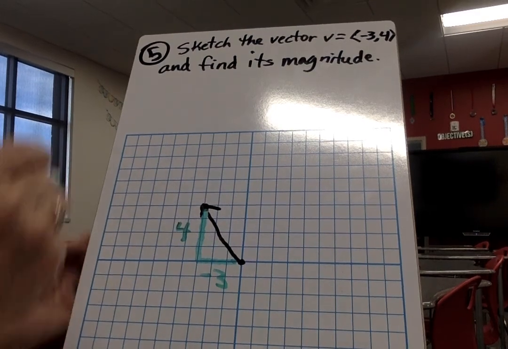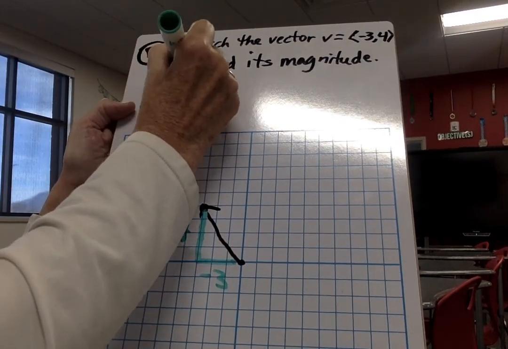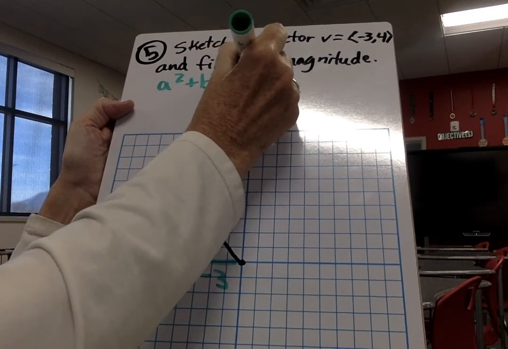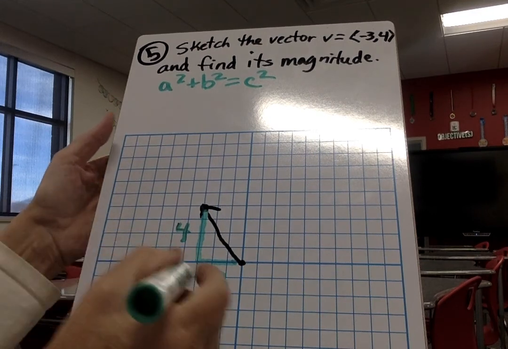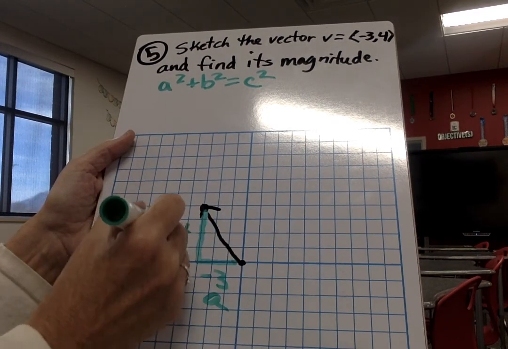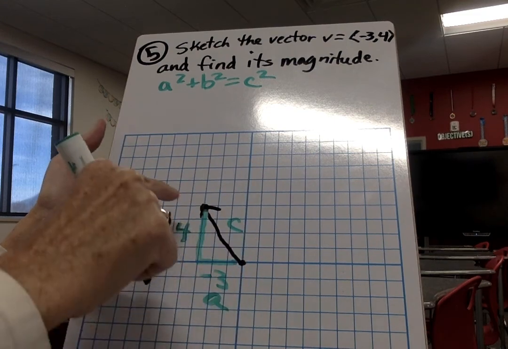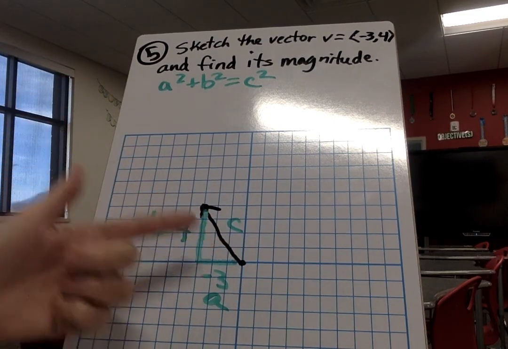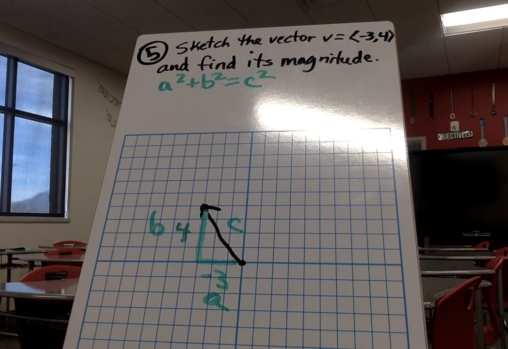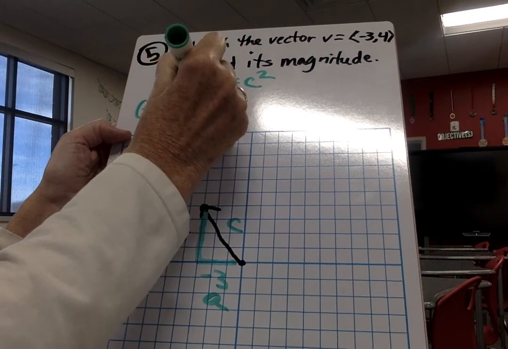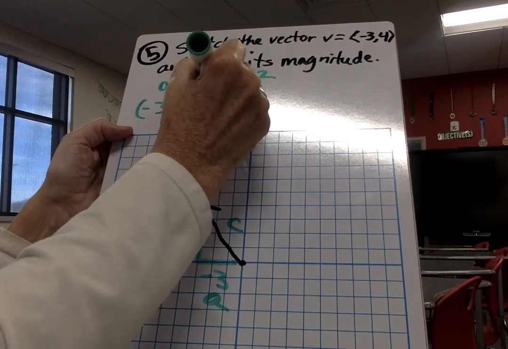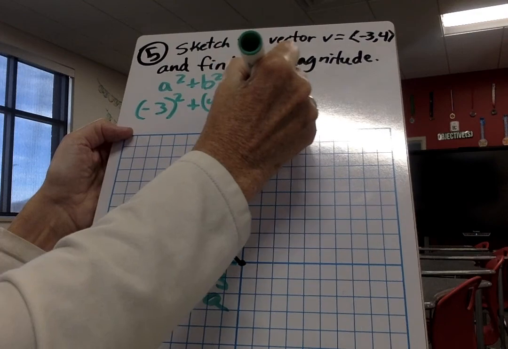So the Pythagorean theorem is a squared plus b squared equals c squared. It's finding the length on the sides of a triangle. This can be a, and this can be b. C is always the hypotenuse, or the longest side of a right triangle. So we use this formula to find this distance c. We say a squared, so -3 squared, plus b is 4 squared equals c squared.